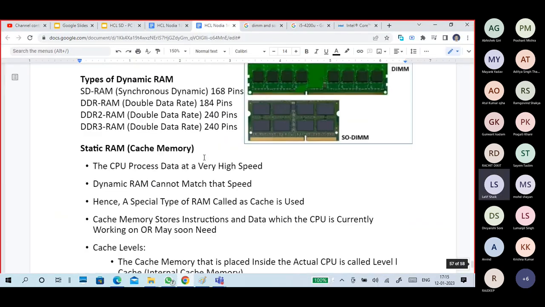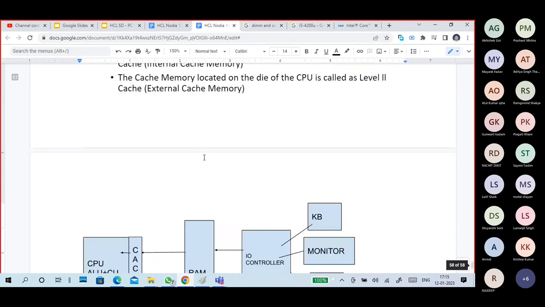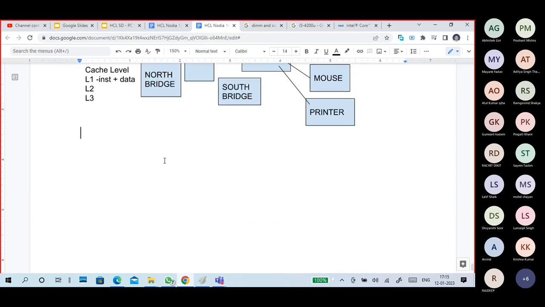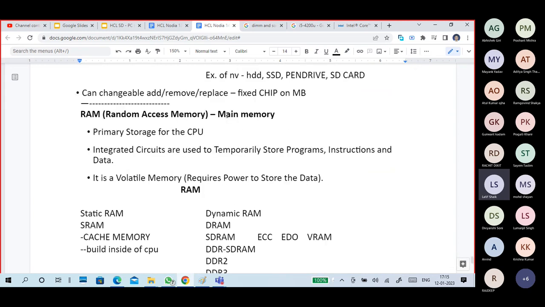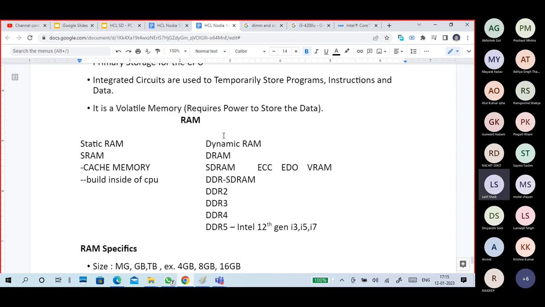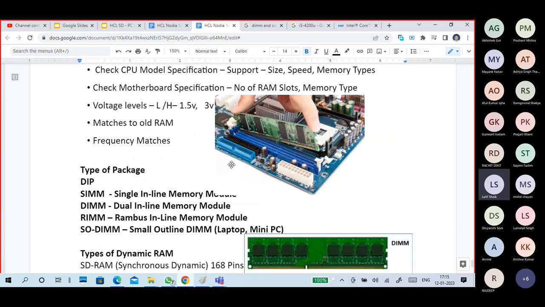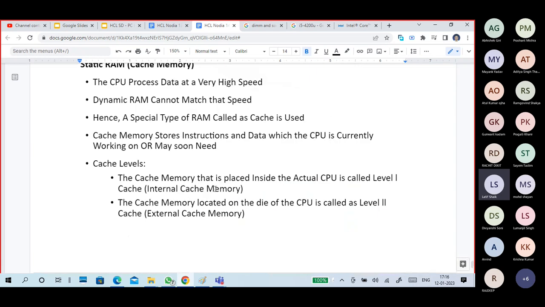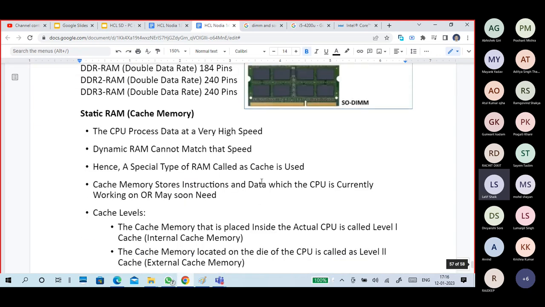Guys, understand the basic points in RAM, random access memory. Once again, I will tell about RAM. Random access memory is also called main memory. It is a primary memory, a volatile memory, temporary. It will store data temporarily, meaning instructions and data. It is loaded from input output devices and given to the processor. The processor processes it and gives it to your RAM, and RAM gives it to your I/O controllers, then it will be distributed to I/O devices.